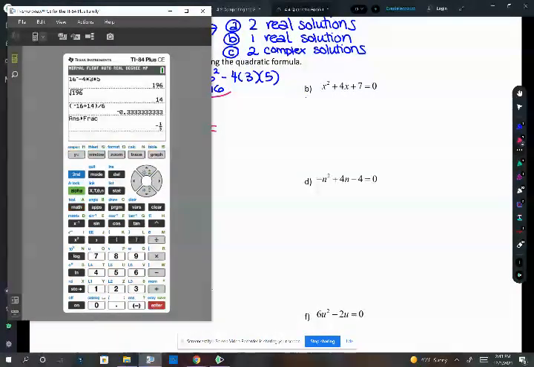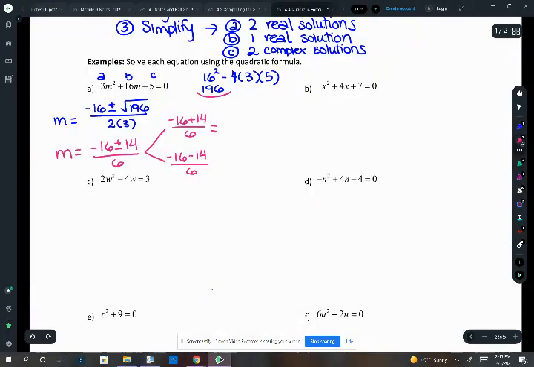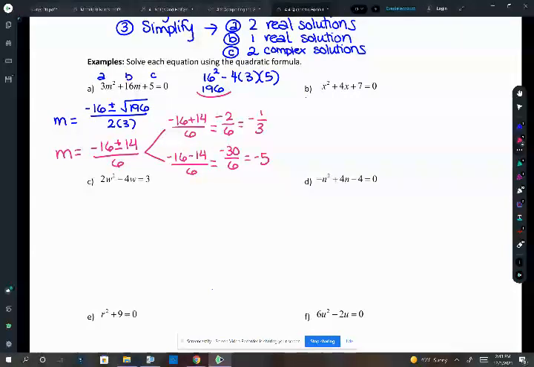So if I'm doing the top, I combine them, which is 2 over 6, or negative 2 over 6. When I write it as a fraction, I get negative 1/3. And I like the fraction answer better because it's more accurate. Negative 16 minus 14, I get negative 30 over 6. Negative 30 divided by 6 is negative 5. So my two solutions are negative 1/3 and negative 5. Again, that's up to you. I like my answer better as a fraction because it's more exact.